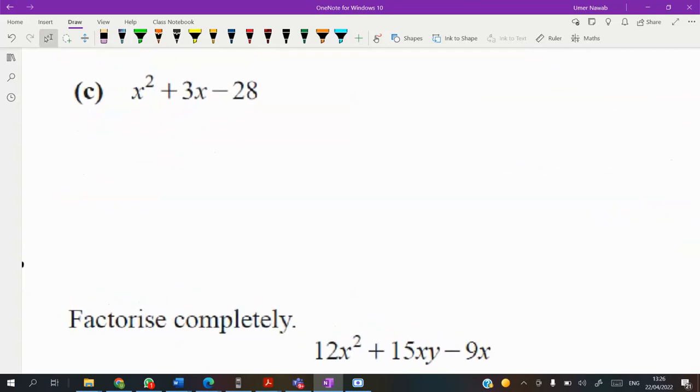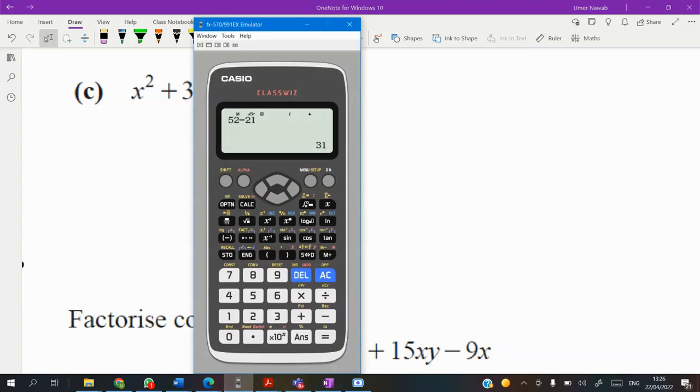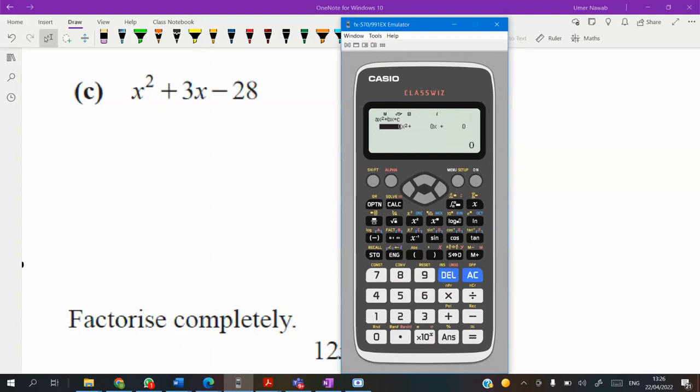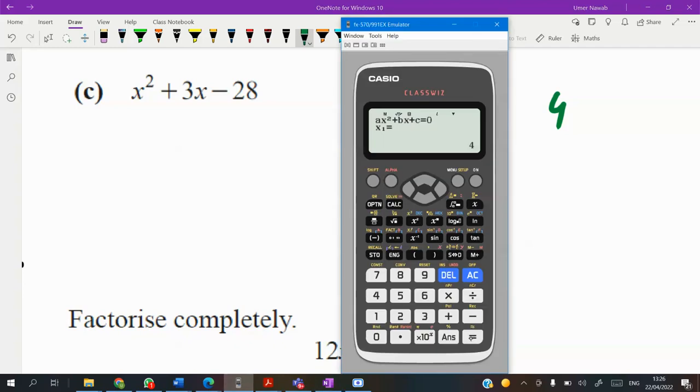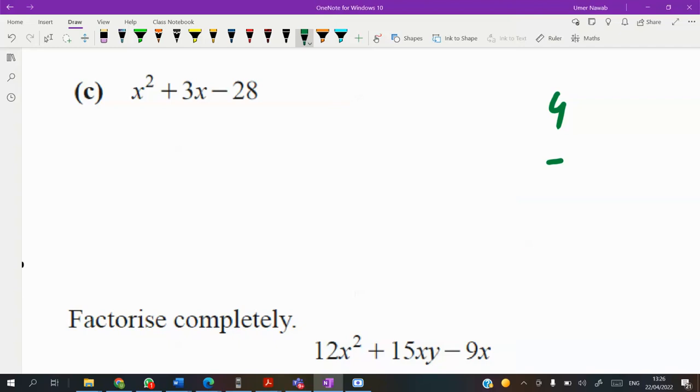Next, whenever you see three terms, it means it is quadratic factorization. For this, we need to take help from a calculator. We go to the menu, equation mode, polynomials, degree 2, and enter the coefficients of x squared, x, and the constant. The coefficient of x squared is 1, the coefficient of x is 3, and the constant is negative 28, and get your answer. So first answer is 4. Copy it. Second answer, again press the equal sign. It gives you minus 7.